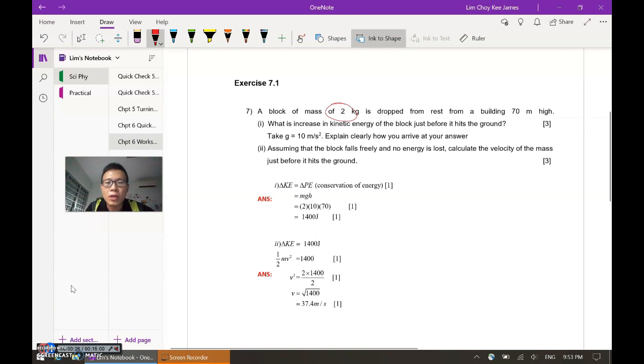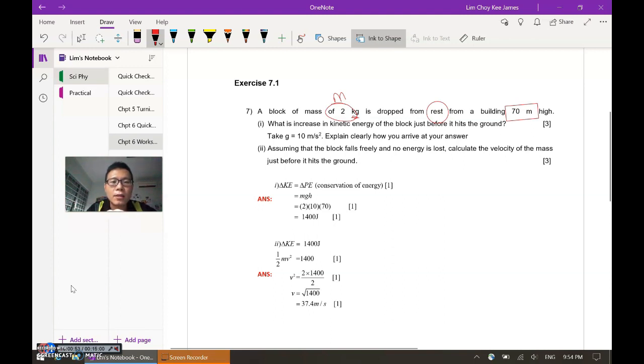It deals with an object of 2 kg being dropped from rest from a building that is 70 meters high. From the question you can see a few important key things that we take note of. One is the mass. Mass in physics must remember usually be in SI unit, in kg. So students, you need to take note whether the unit given is in kg.